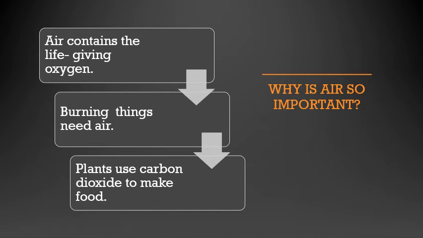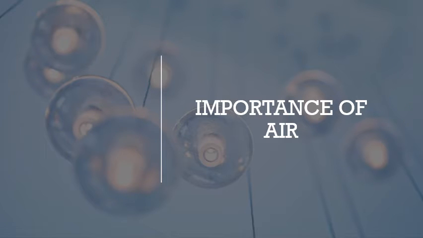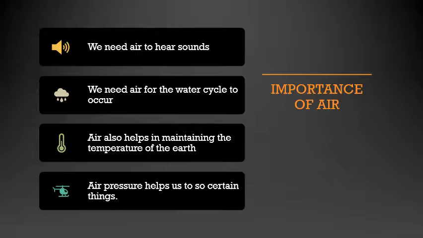So there are certain importances of air which are mentioned on your page number 126. What are they? The importances of air are: we need air to hear sound. To hear sound, children, we need air. We need air for the water cycle to occur. Air also helps in maintaining the temperature of the earth. Let's see how that helps us. And air pressure helps us to do certain things. So these are the main four importances of air.